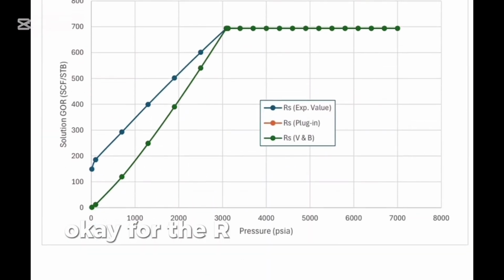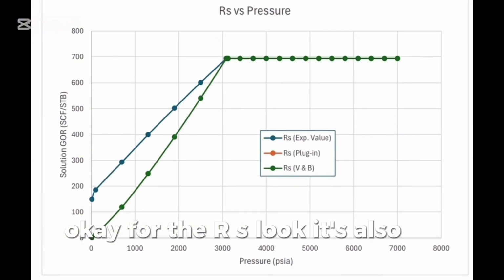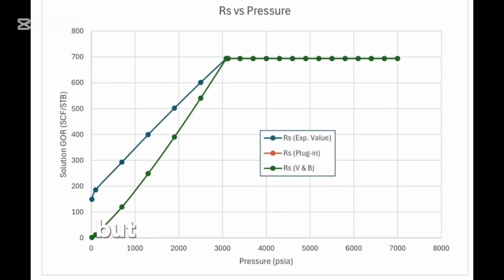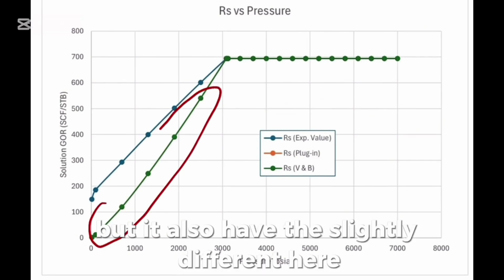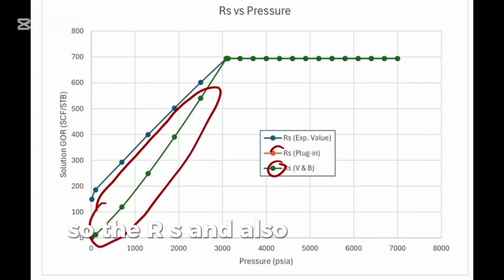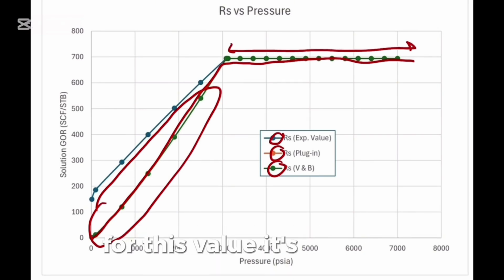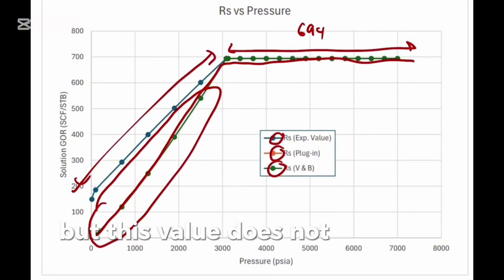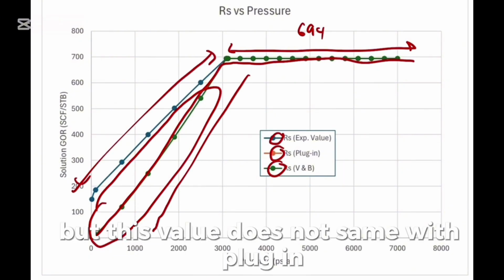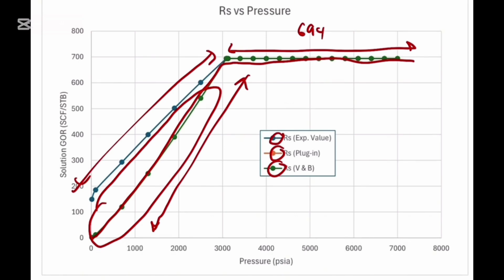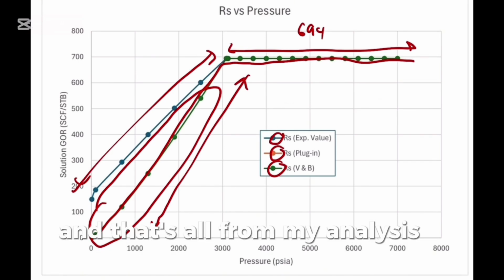Okay, for the RS, it's also the same as BO, but it also has a slight difference here. The RS from plug-in is here, and it collapsed again. But for the RS experimental value, this value is the same at 694, but this value does not match plug-in and also Vasquez and Beggs. And that's all from my analysis for sample 2.